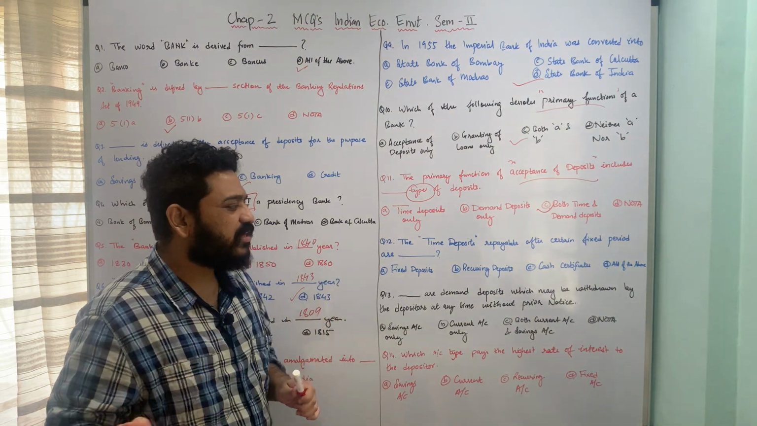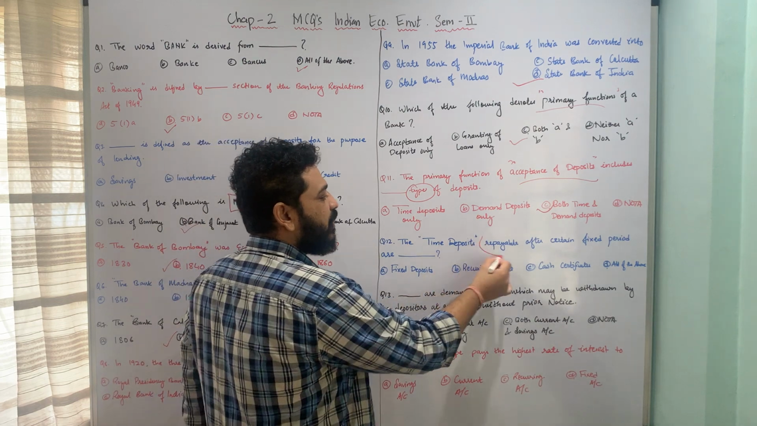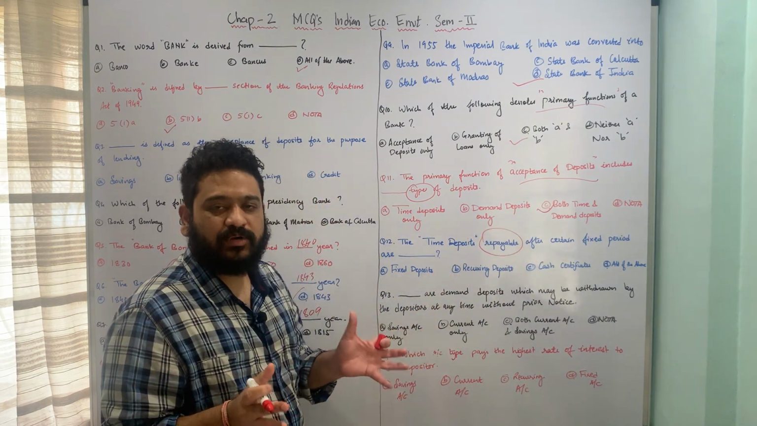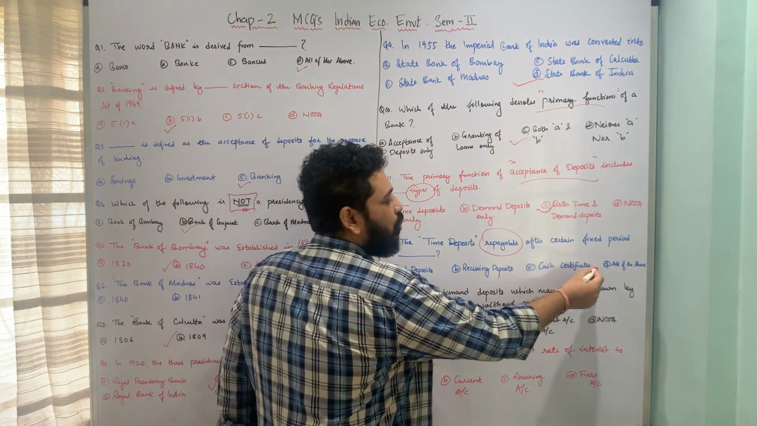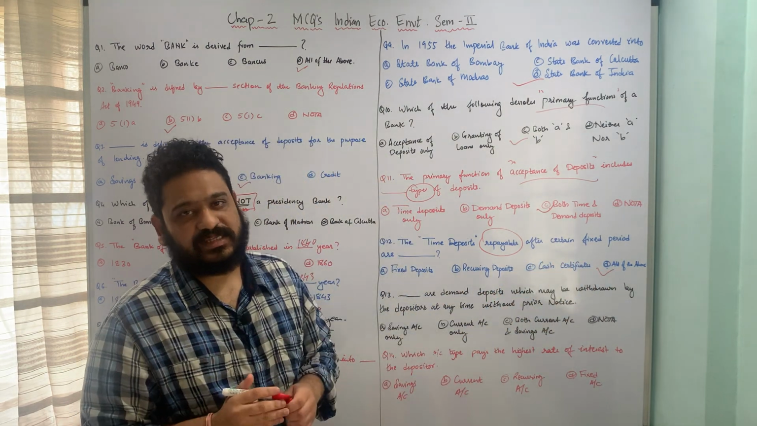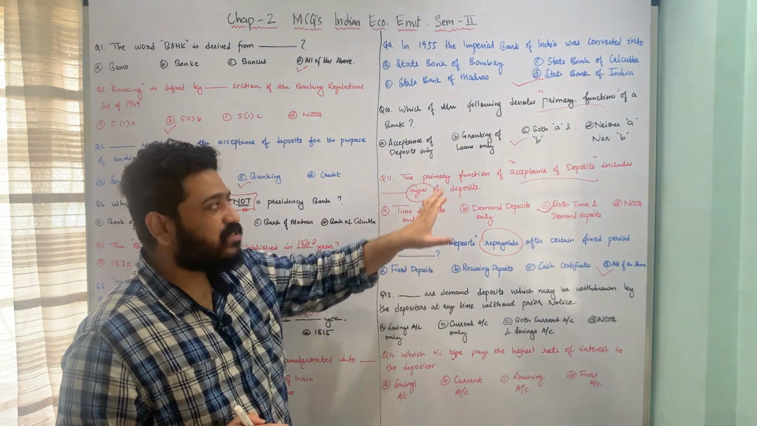That means cash certificates, recurring deposits as well as fixed deposits are repayable after a certain fixed period of time, and that is why they are called time deposits, and hence option D, all of the above, is the correct answer to this particular question. I hope the chronology is pretty much clear.